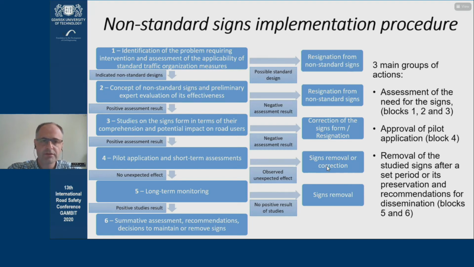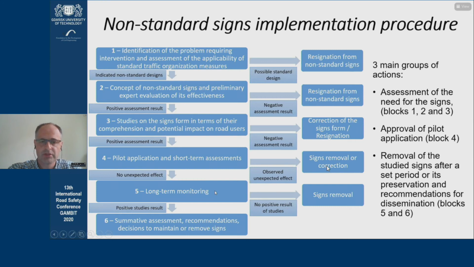Further, there are understandability tests. These are survey-based. These studies allow us to screen off those road signs which are just not understood by the drivers. If the understandability is high, then we can move on to stage 4, which is pilot application. The first one obviously is short-term, checking if the desired effects were achieved. If yes, we move further. If not, we either correct it or reject it.